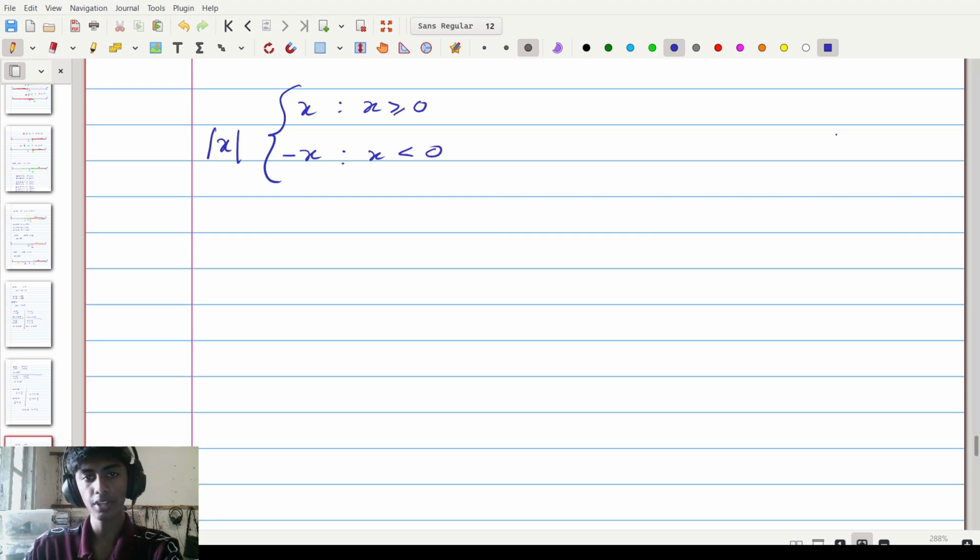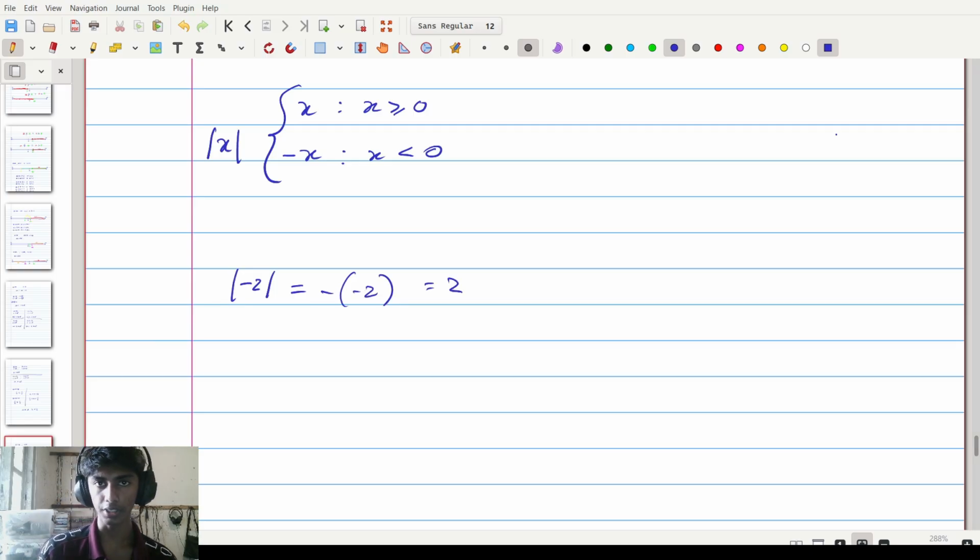So in this case, if we have an x that is less than 0, let's say negative 2. If we want to take the modulus of negative 2, we will have to do the second operation, because x is in this case less than 0. Negative 2 is less than 0. So in that case the return will be negative x. So that means negative negative 2, which is 2.